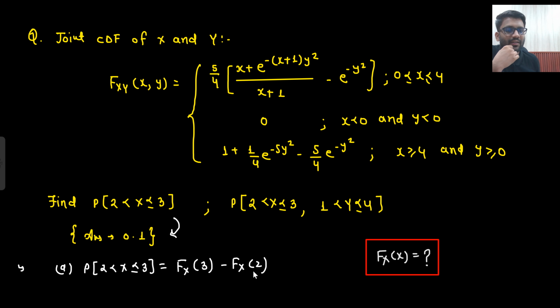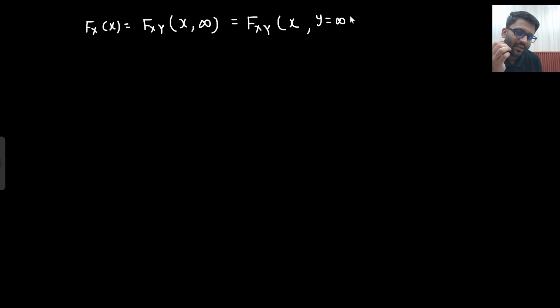What I need is the marginal CDF. Can I find it? Surely I can find it. How will I find it? Fx(x) is equal to F(x, infinity). So in place of y, what do I need to put? Infinity. In place of x you put x only, but in place of y you put infinity. So you will get your Fx(x).